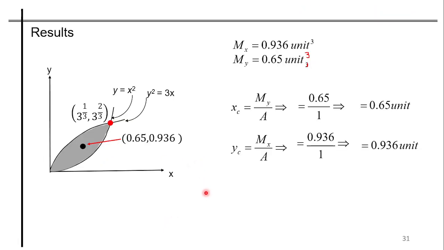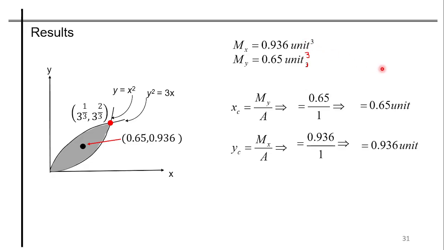So once you get the moments, xc is equal to My by A, yc is equal to Mx by A. That gives me the required values. Just for your information, the first moment of area is going to have units of length to the power of 3, because it is area multiplied with moment arm. I repeat, area multiplied with moment arm. So that is why you are going to get the units as unit to the power of 3, or meter cube or centimeter cube. You can give any name.